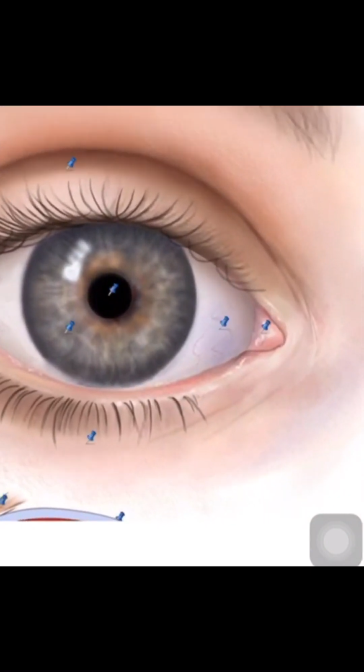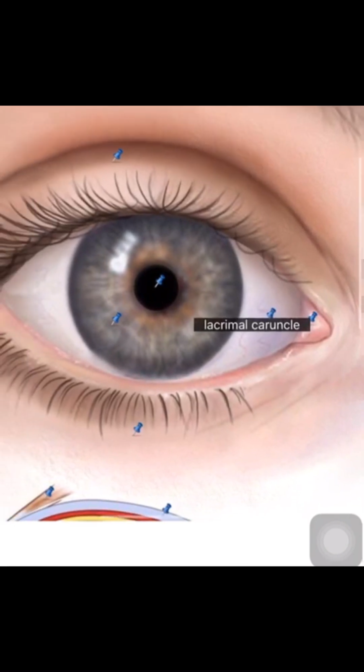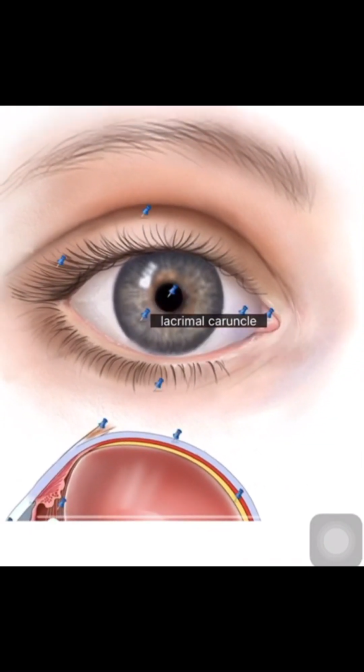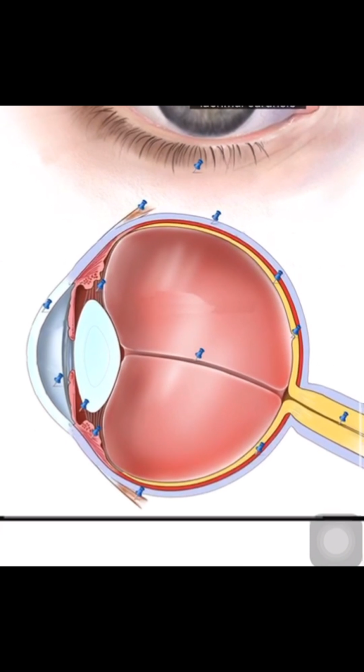This red body is known as the lacrimal caruncle. I will discuss the lacrimal caruncle in my next video. Now we will study the internal structures.